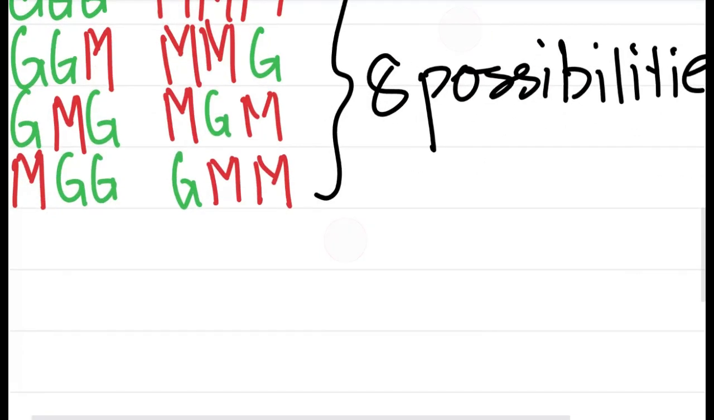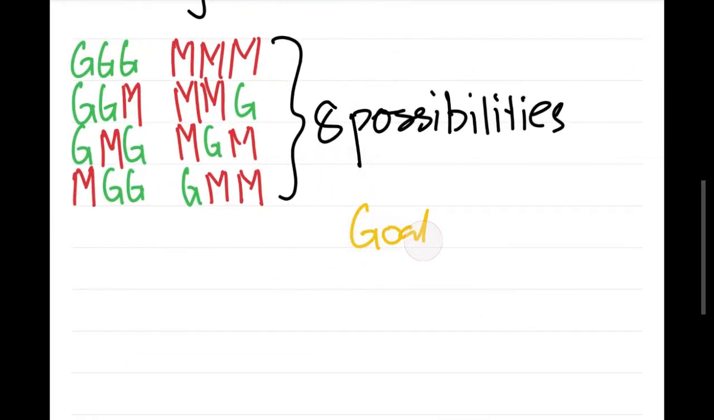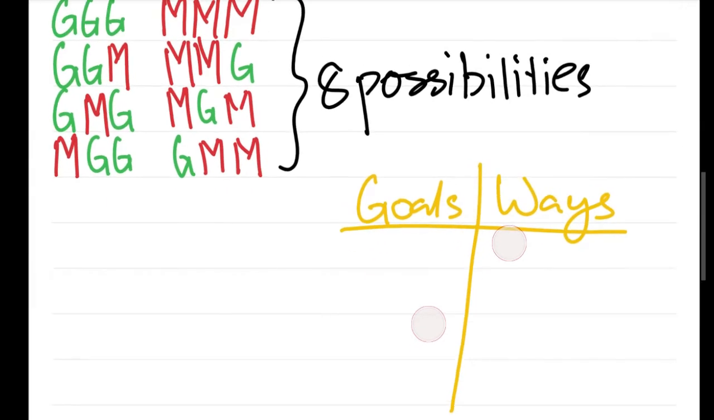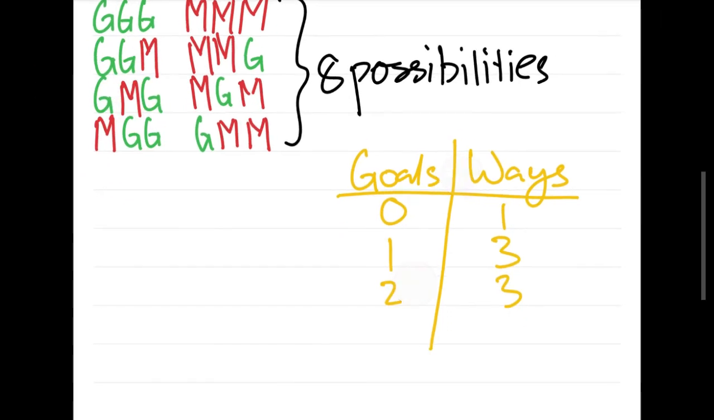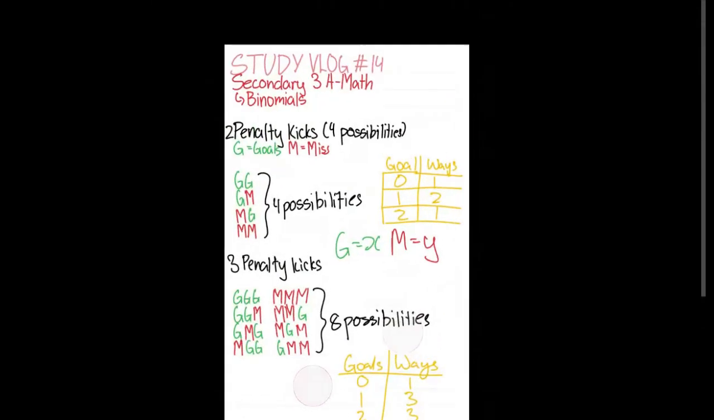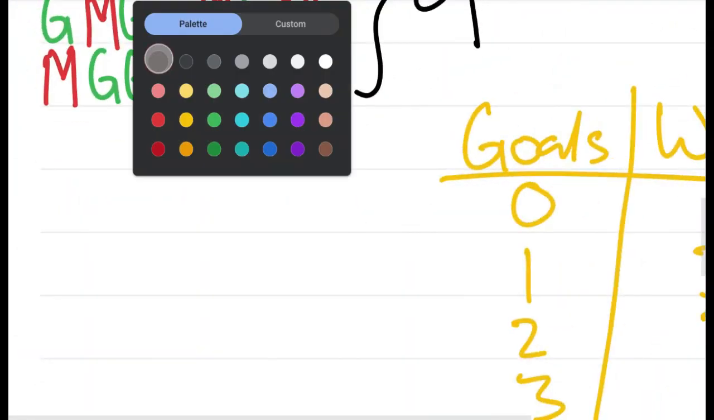Okay, now let's say we want goals and ways. Let's say I want 0 goals and we only see no G's here, so it's 1. If I want 1 goal, you can see there's 1, 2, and 3. So we have 3 ways. Then let's say if I want 2 goals, let's see 1, 2, and 3. And that would be 3 ways. Well, if I want 3 goals, there's only 1 way. So the answer is 1, 3, 3, 1. Now, let's go back to our 2 penalty kicks.